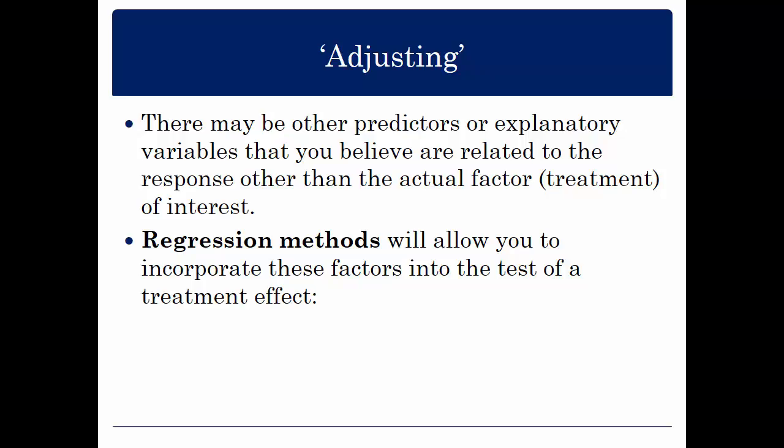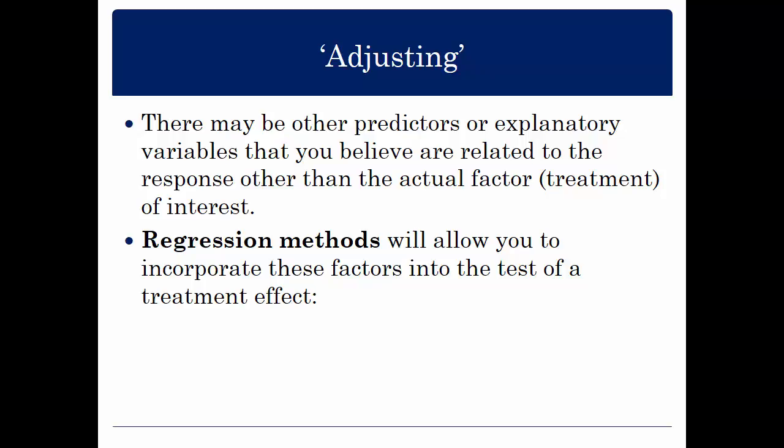Up to this point, we've really done very simple analyses where we just look at a single group or multiple groups and we compare some outcome between them, either their means or their proportions or even the time to survival. What if we wanted to adjust these comparisons for other potential variables that we believe are related to the outcome, other than the actual treatment of interest?